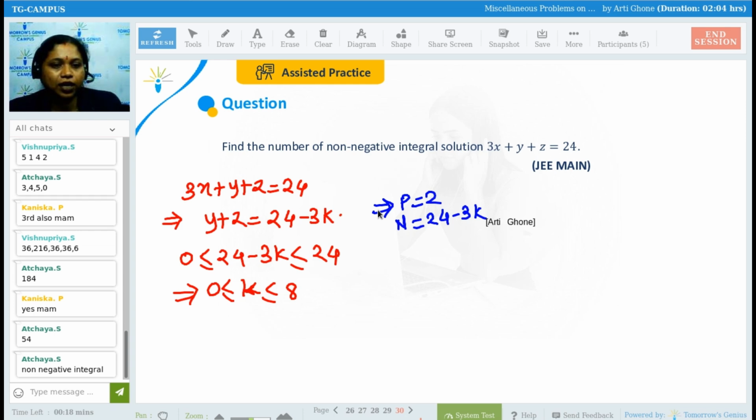Now with this calculation, see, we are getting the n value for the Beggar's method as 24 minus 3k, and the p value, division into two parts only, y and z. So the p value is equal to 2. Clear? Okay, so what is the Beggar's method? Summation from 0 to 8.